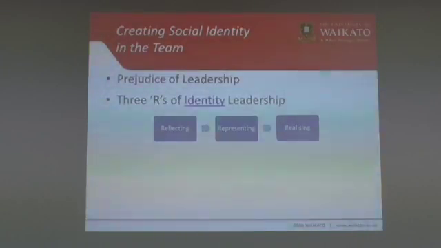The second R of identity leadership is representing. In relational leadership, it's the job of the leader to represent the needs of the team and the delivery of what the team needs to management. The third step in identity leadership is realizing. For the leader to deliver on what the team requires and what the organization needs and values.